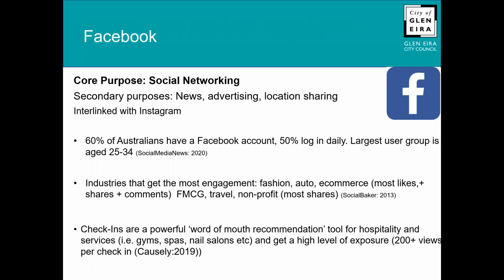So it means that theoretically, every time a customer comes in, if they choose to do a check-in for your business, everybody in their network, over 200 people per check-in on average, would be looking at that, seeing the location of your business, potentially even clicking on your account to look through your business. So it's a really powerful tool, especially if you have a brick and mortar store.